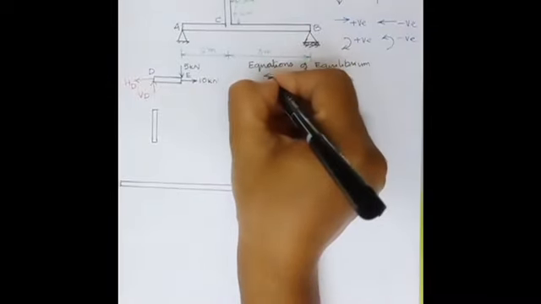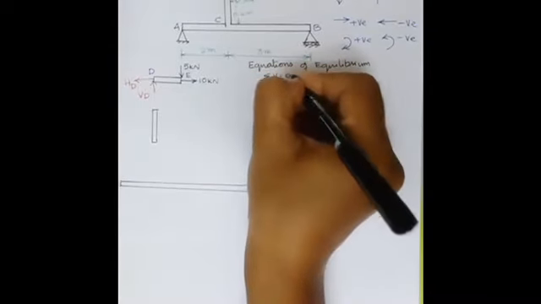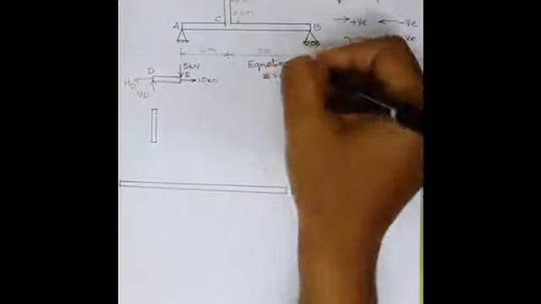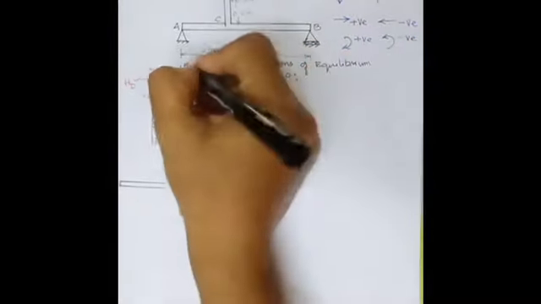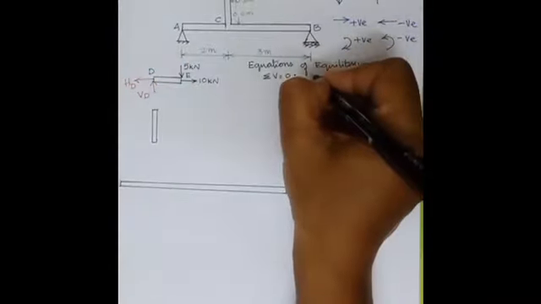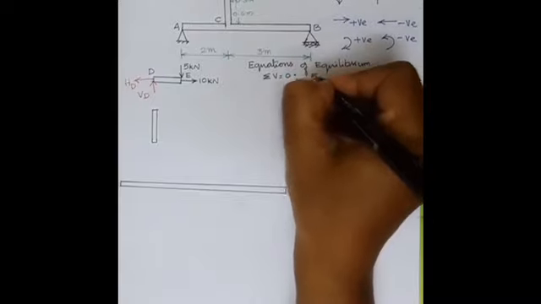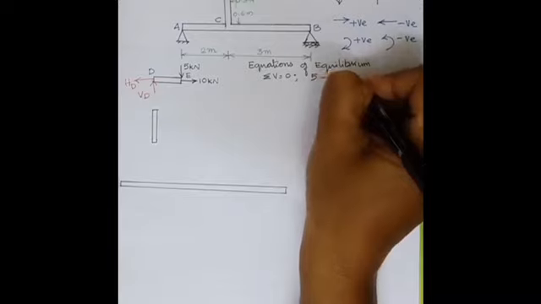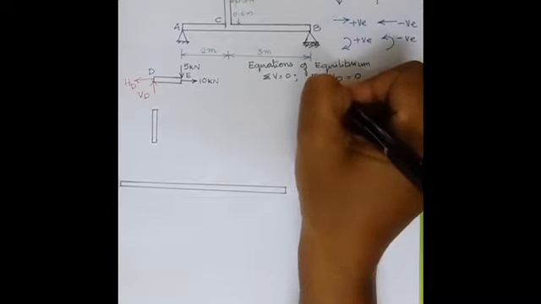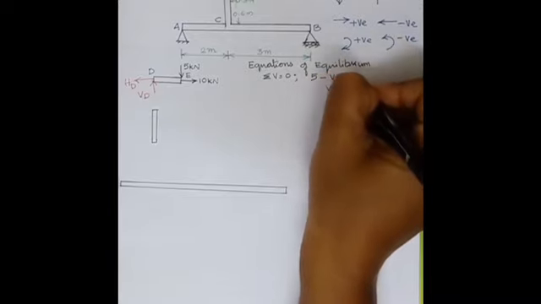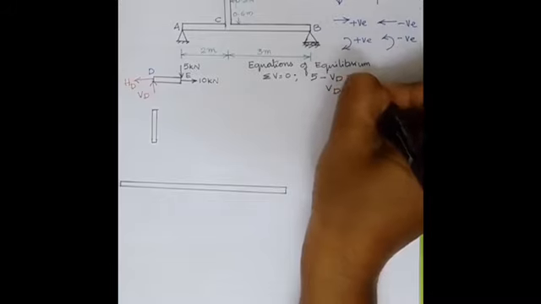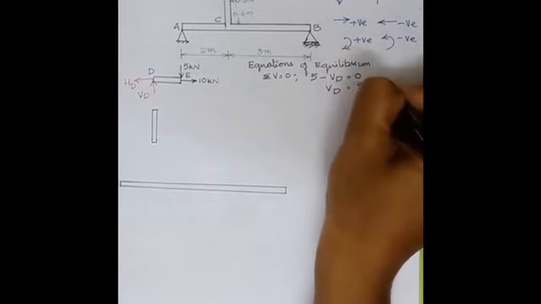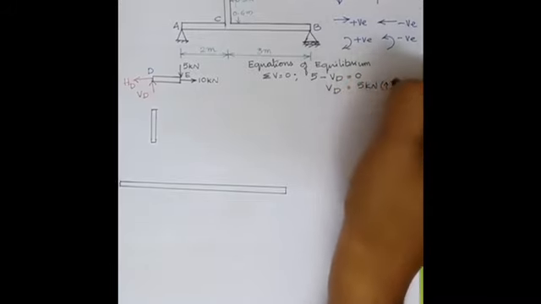First, let us take sigma V equal to 0. Vertical forces are Vd and 5 kN. 5 is acting downwards, so plus 5. Vd is acting upwards, minus Vd. No other force, so equal to 0. So you can write Vd is equal to 5 kN. You have got it as positive, so what you have assumed is correct, upwards.